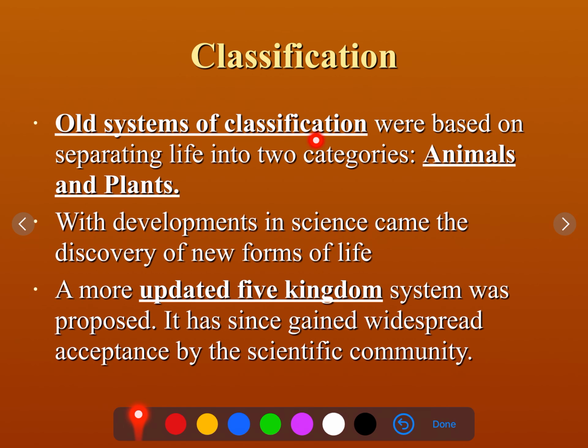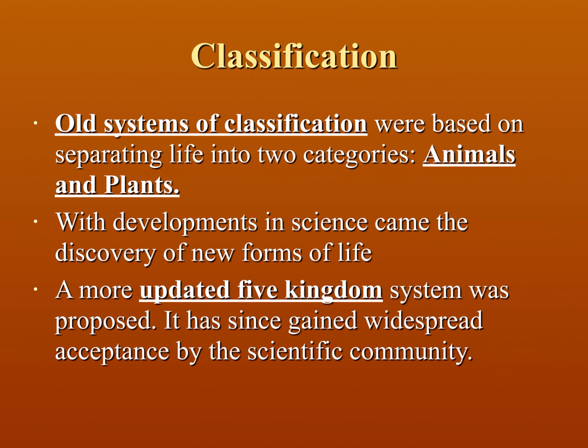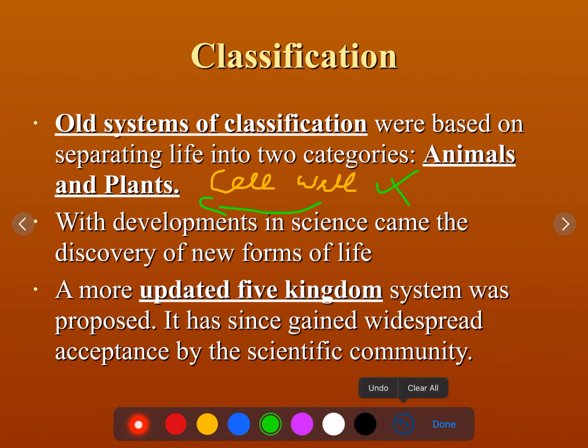Okay, so old systems of classification were based on separating life into 2 categories only. These are animals and plants, and the reason for that is if they find a new species, they check to see if it had a cell wall. If it had a cell wall, plant. If it didn't, animal. Okay, that was the old system. So they used to think that there was only just plants and animals, but we now know that there's an updated 5 kingdom system with a few more categories.